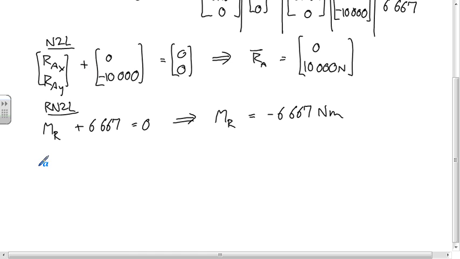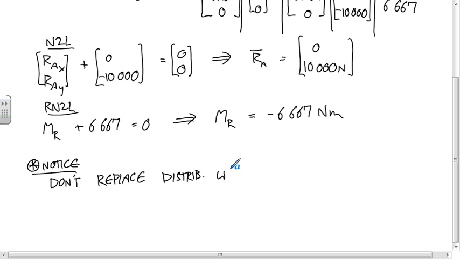Okay, so notice: don't replace a distributed load with a point force until you've chosen a free body to isolate.